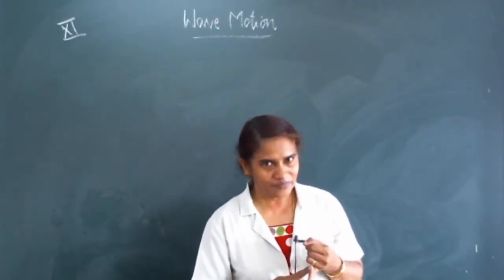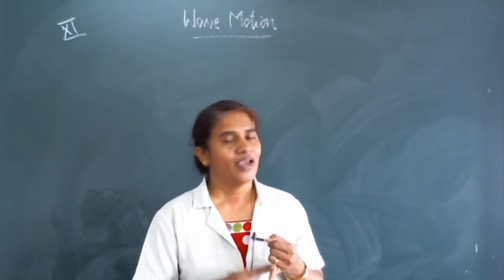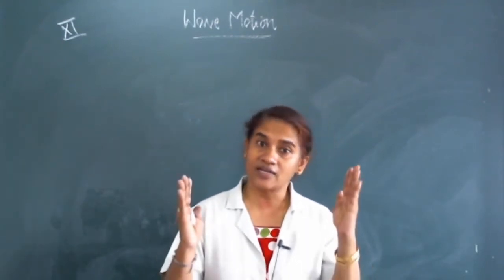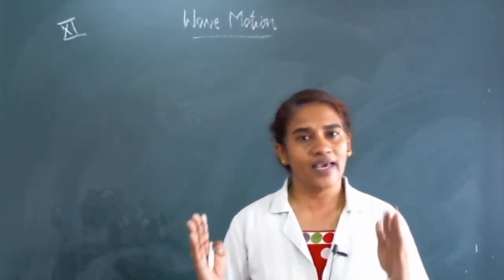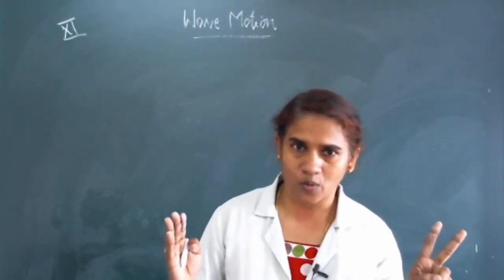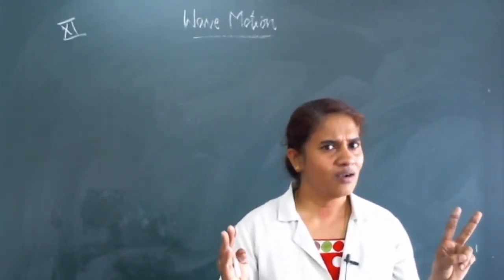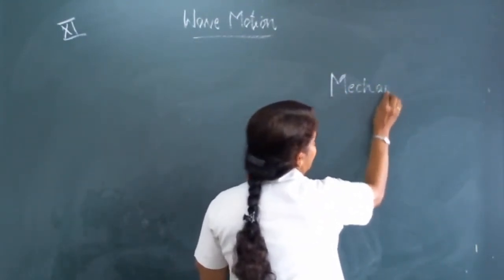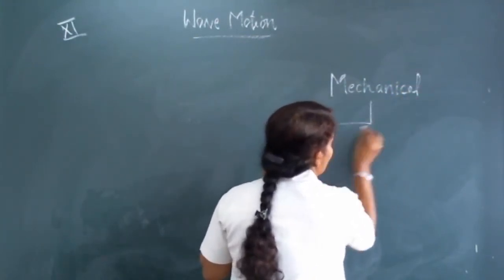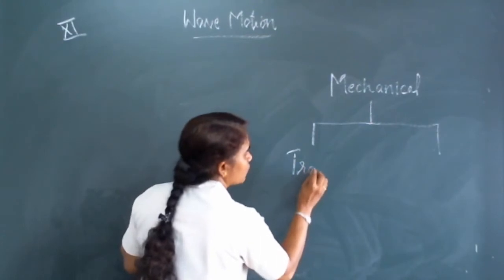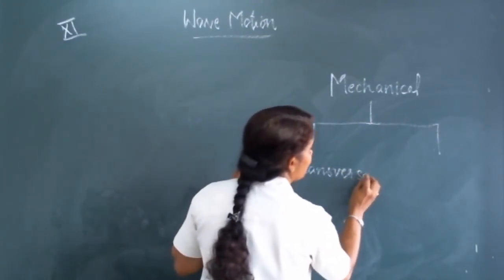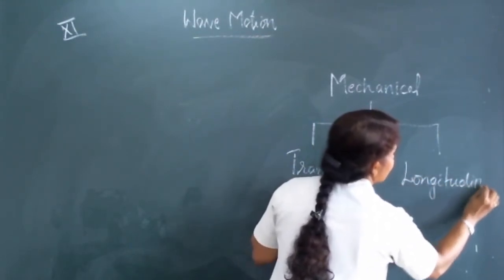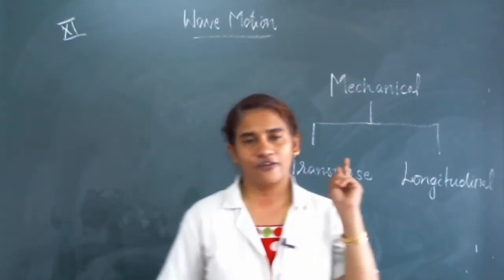What is the specialty of a mechanical wave? It requires a medium for its propagation, right? So mechanical waves need a medium for propagation, and there are two types of mechanical waves you have studied, I hope. Which are the two types? Surely you know that. Mechanical waves are of two types: transverse waves, as well as longitudinal waves. Now you are remembering.